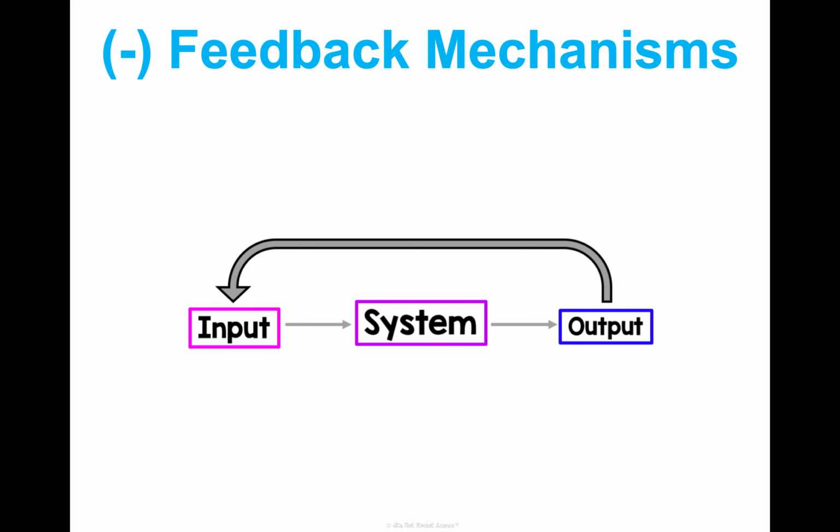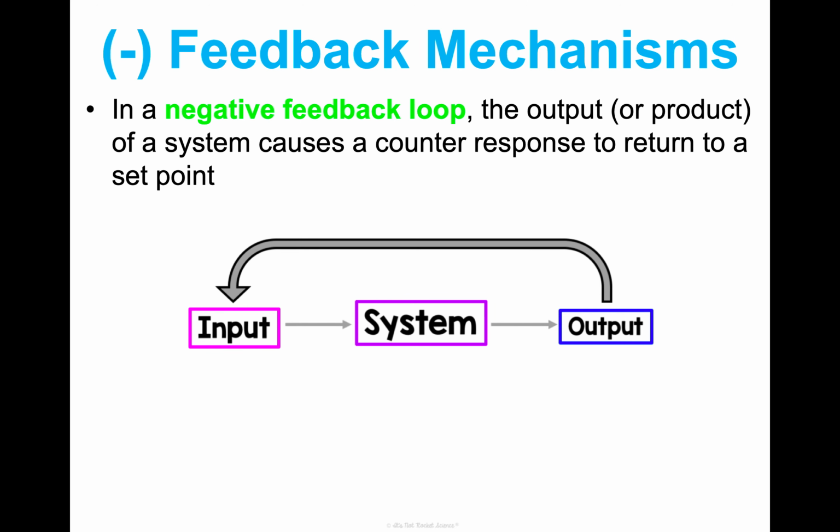On the other side of things, we have a negative feedback loop. In a negative feedback loop, the output or product is then going to cause a counter response so that we can get back to whatever our set point or our normal range is. So we say this is a stabilizing loop or stabilizing mechanism. If we're out of whack, whether it's too high or too low, we're going to bring it back in gear, bring it back to normal instead of amplifying like a positive one does.